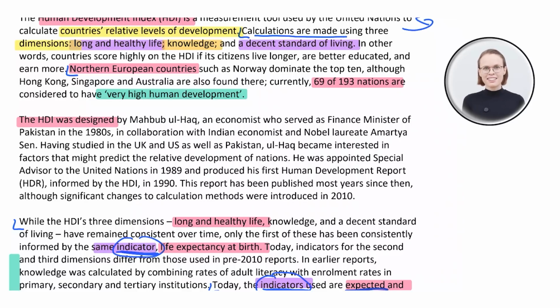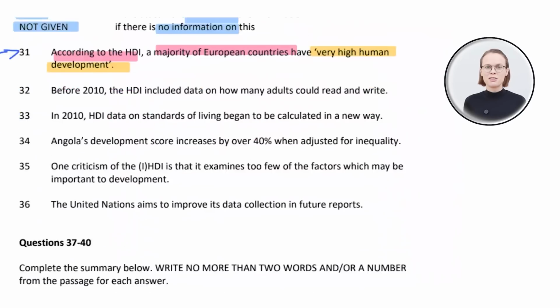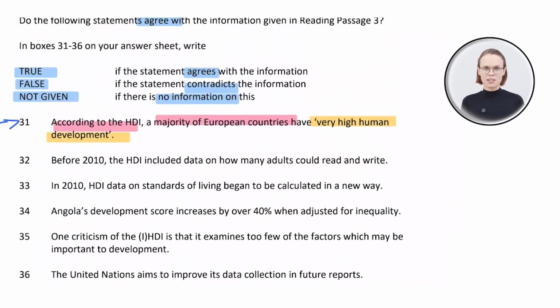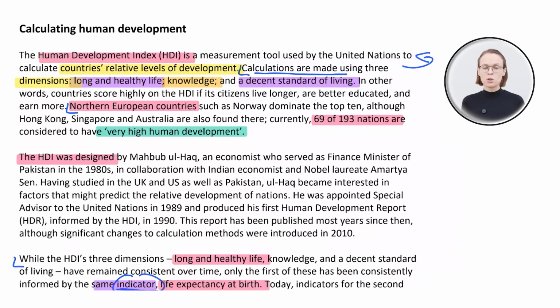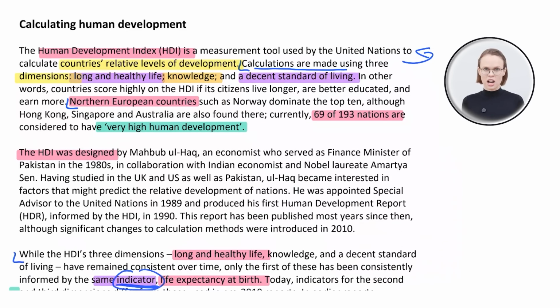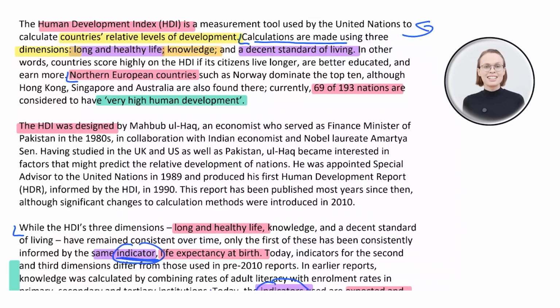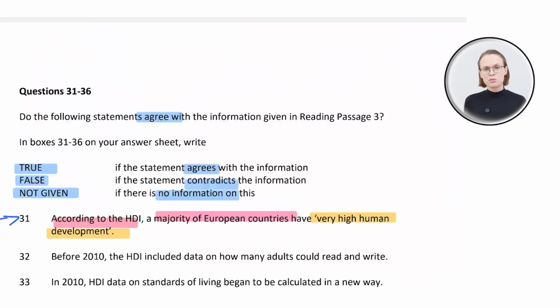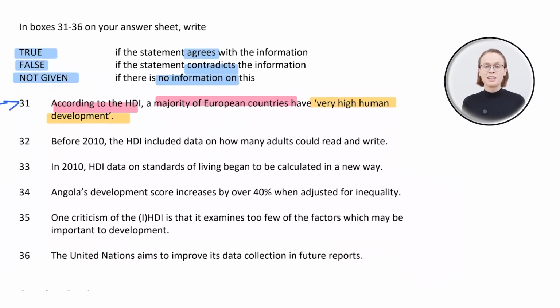But the passage doesn't say that a majority of European countries have very high human development. It doesn't talk about a majority of European countries. So we have no information about that in the passage. So we can't say whether the statement is true or false because the passage simply doesn't talk about it. And what's the correct answer if we can't find the information? The answer is not given. So I'm going to write down not given here.